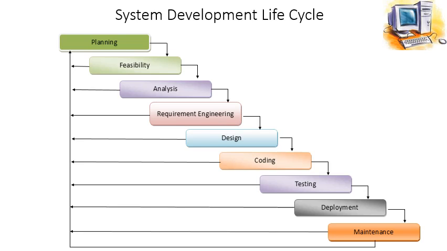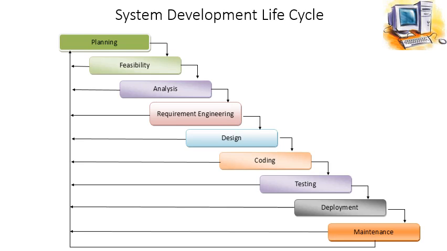Then we perform the requirement engineering. What are the requirements of the project, which things are required, how much time is required, how much money is required, how many resources are required. So all those things are done in requirement engineering. Further, we have to design the system. What should be the layout of the system, how it should look, and what should be the interface. So all those things are done in the design phase.